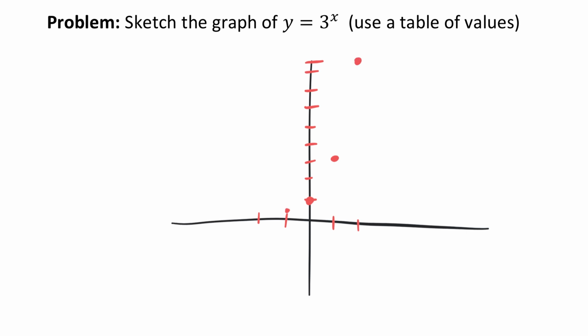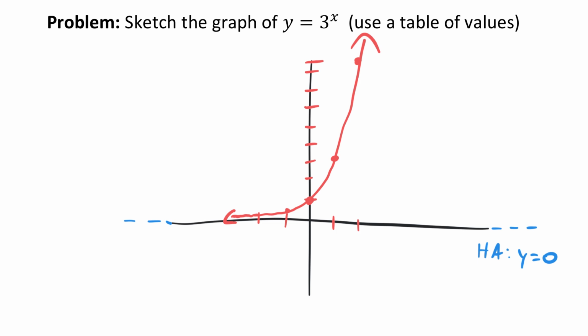Then here we'll have 1/3 and 1/9. It's kind of hard to draw 1/9 on here. I might just skip it. We're still going to have, though, if we see from the graph, a horizontal asymptote at y equals 0. Sketch the graph like this. And there we go, our exponential.